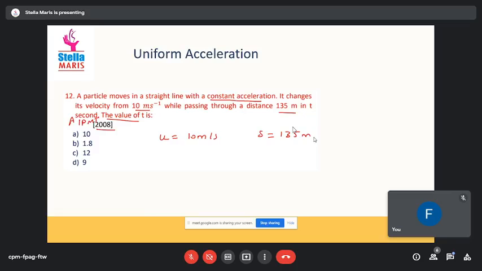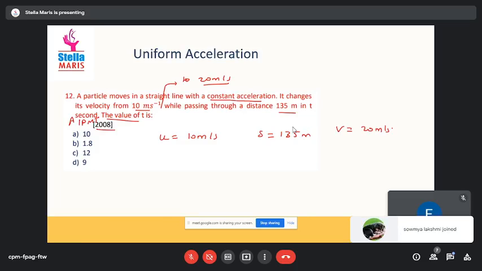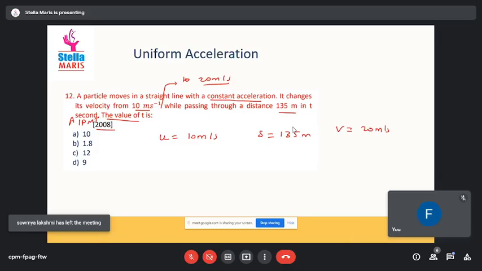Now, I think the question is not complete, just a moment. See, it changes velocity from 10 meter per second, it has missed here, to 20 meter per second. A particle moves in a straight line with constant acceleration, changes its velocity from 10 meter per second to 20 meter per second. So they've given the final velocity also, 20 meter per second. Now they're asking what is the value of t. Which equation of motion can be employed first?